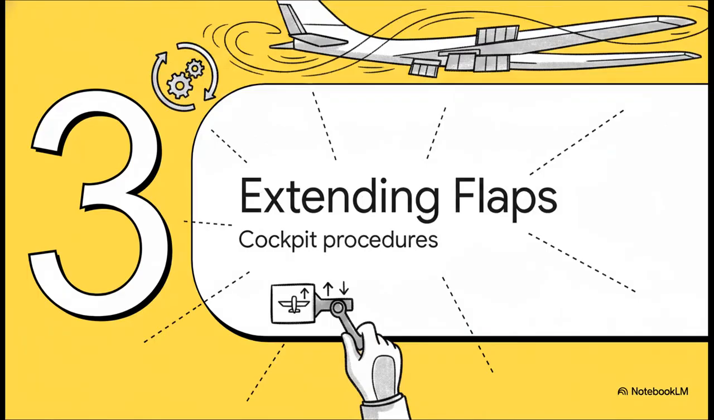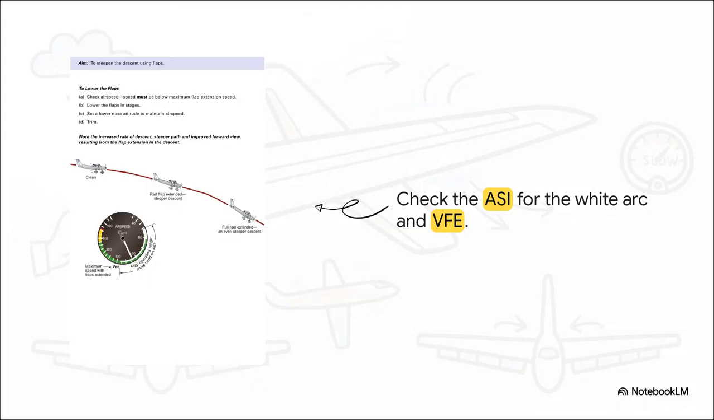Okay, section 3, how to extend flaps. The theory makes total sense, but let's get practical and walk through the exact physical process of lowering the flaps in the cockpit. Before your hand even goes near the flap lever, you have to look at your airspeed indicator. See that white band? That right there is your flap operating speed range. The very top end of that white arc is your VFE, the maximum flap extension speed.